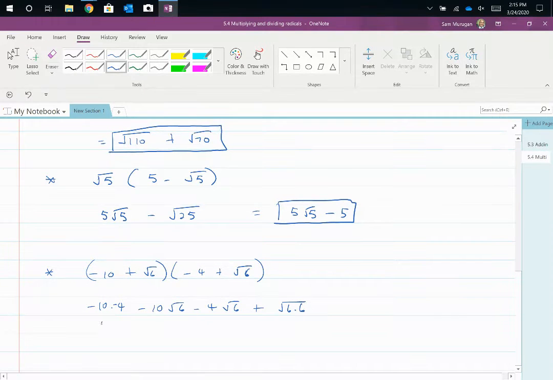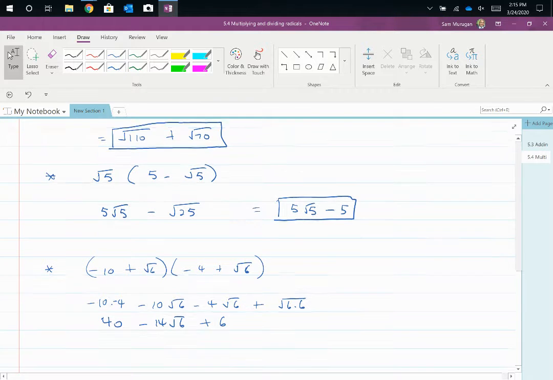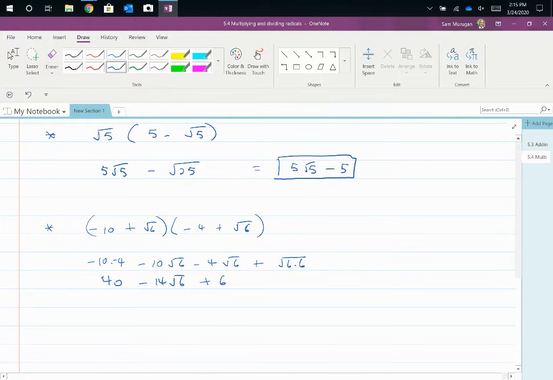So this is positive 40. Negative 10 and negative 4 is negative 14 square root 6. And then the square root of 36 is 6. So final solution, collect 40 plus 6, we have 46 minus 14 square root 6.